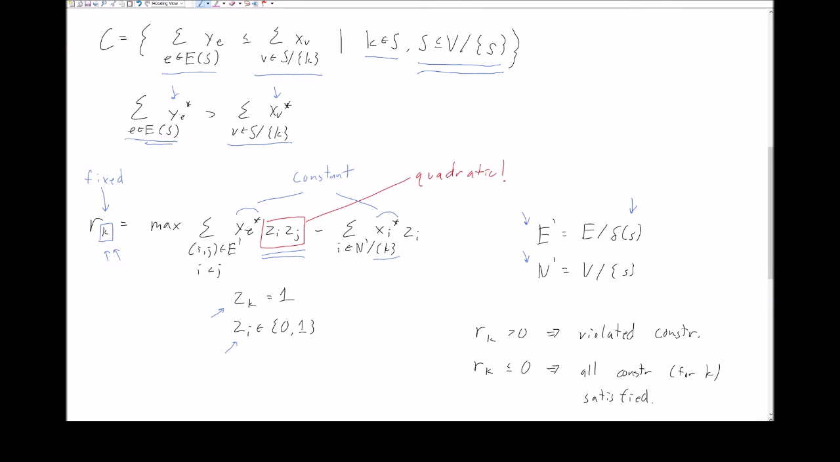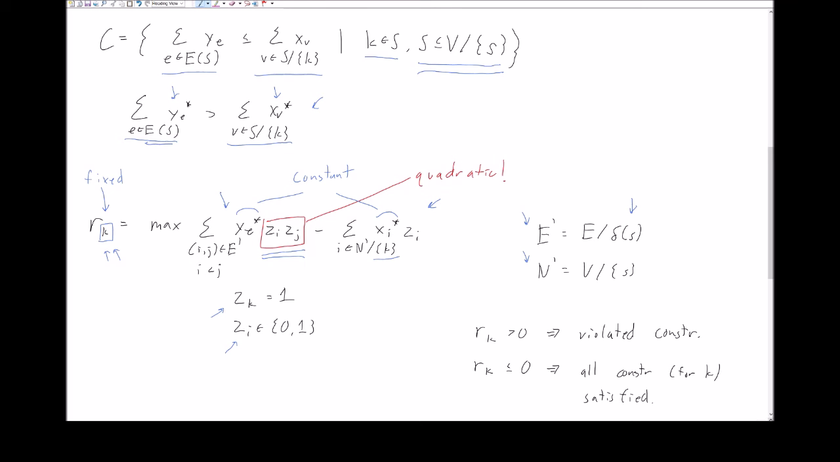Now we can interpret our objective function. Our objective function is trying to find the maximum difference between the sum of the yi's and the sum of the xi's over all sets S. If we find the maximum difference, then we find the maximum amount that a constraint can be violated, choosing over all potential sets S. Here, choosing over all potential sets S is encoded as choosing a vector of zj's.